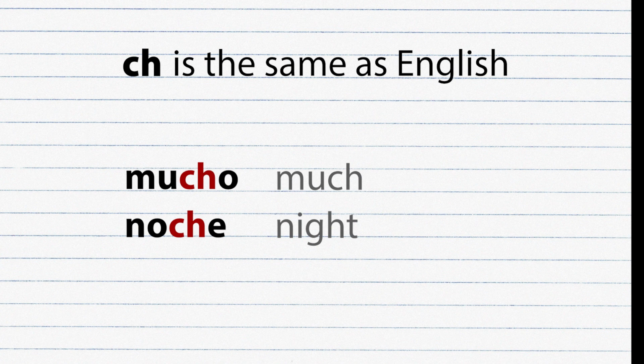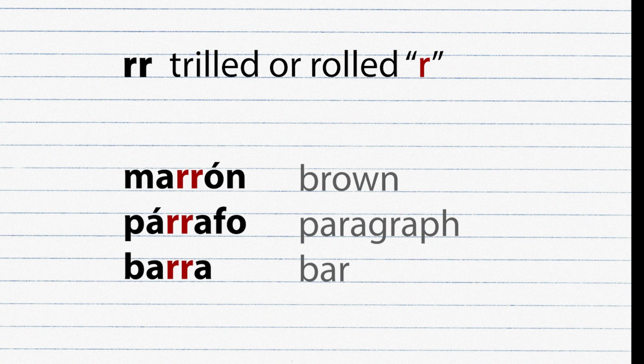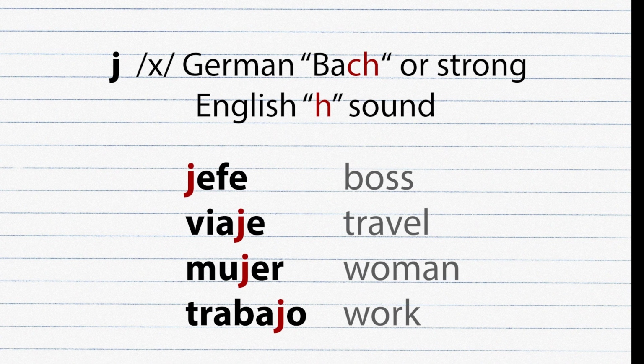CH, same as in English. Mucho, noche. Double R, trilled or rolled R. Marrón, párrafo, barra. Letter J is pronounced as the German Bach or similar to a strong English H sound. Example: jefe, viaje, mujer, trabajo.